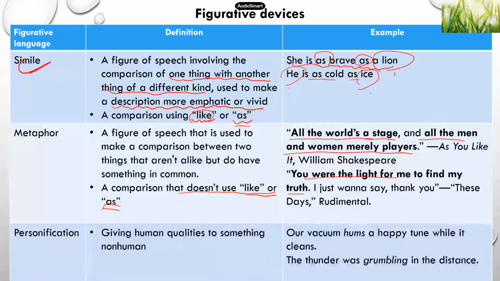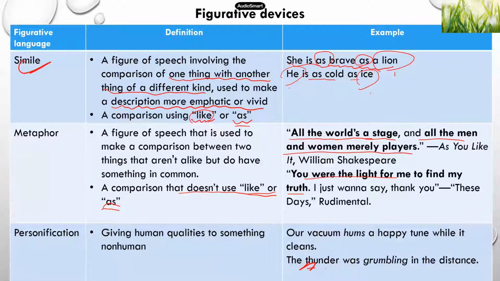Next type of figurative language is personification. This is a special type of figurative language where human qualities are given to something that's non-human. You can see the first example here. Our vacuum hums a happy tune while it cleans. Now, vacuums cannot sing, right? They're not humans. But in this sentence, it says the vacuum is humming a song, a happy song. So that's giving the vacuum a human quality.